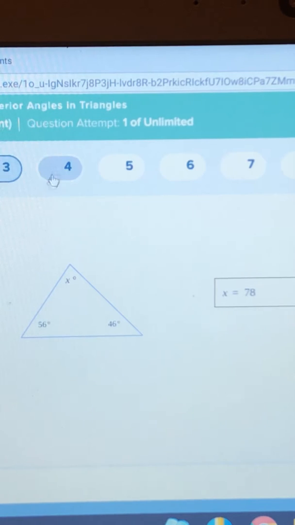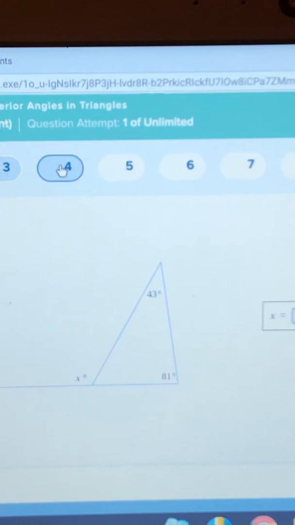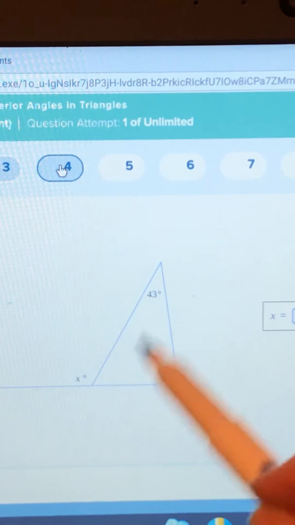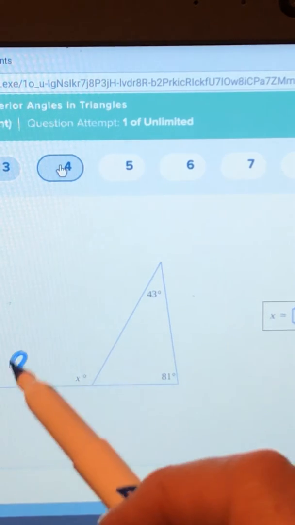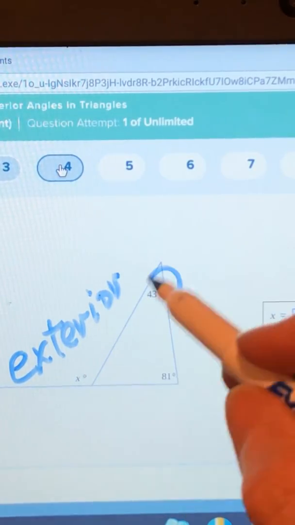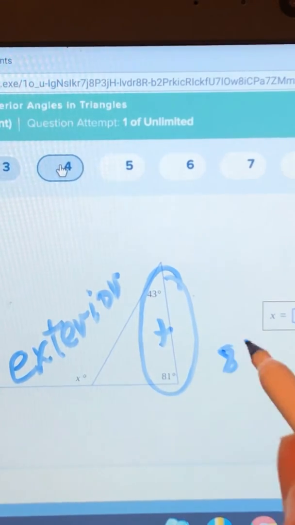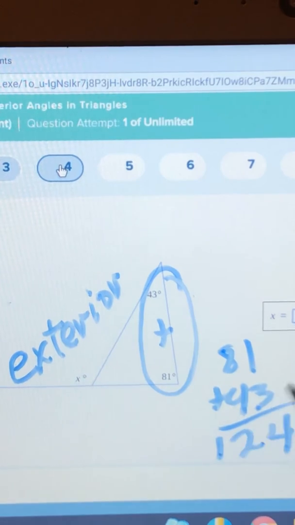All right, now we are going to be moving on to the exterior angles and the remote interior angles and all that stuff. So here we go. There's the 2 angles that they're given, and there's the exterior right there. That's the exterior. So we're going to take these 2 and add them together. I'll go ahead and do it here. 81 plus 43 is 124.